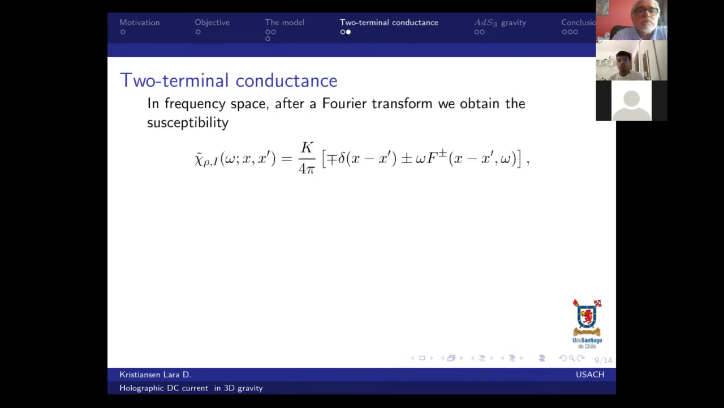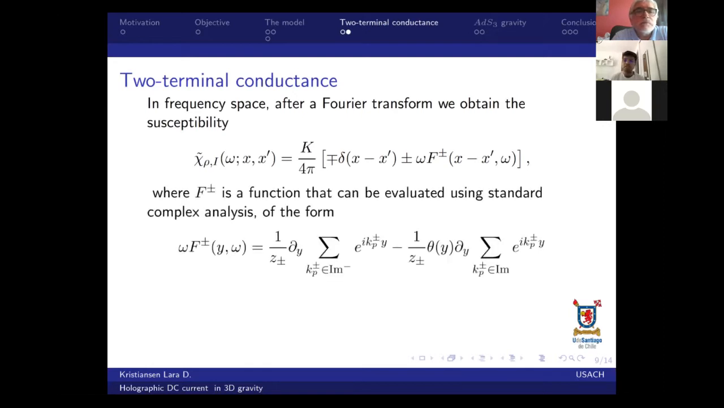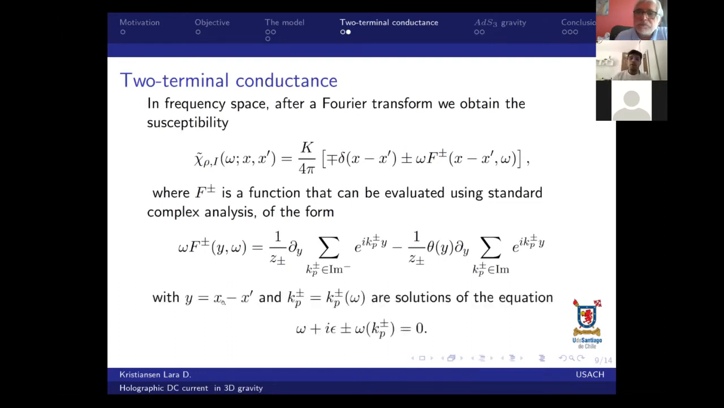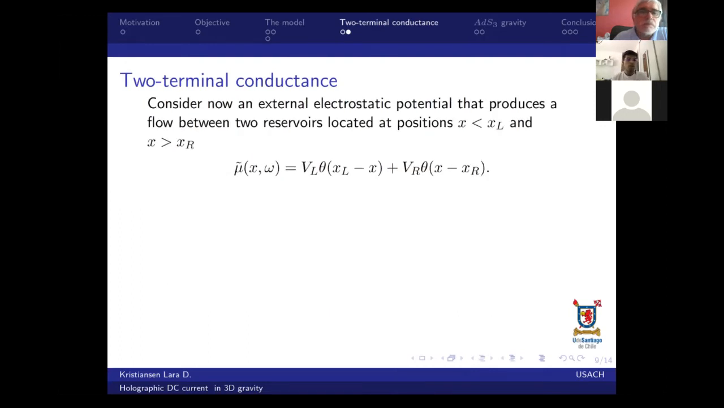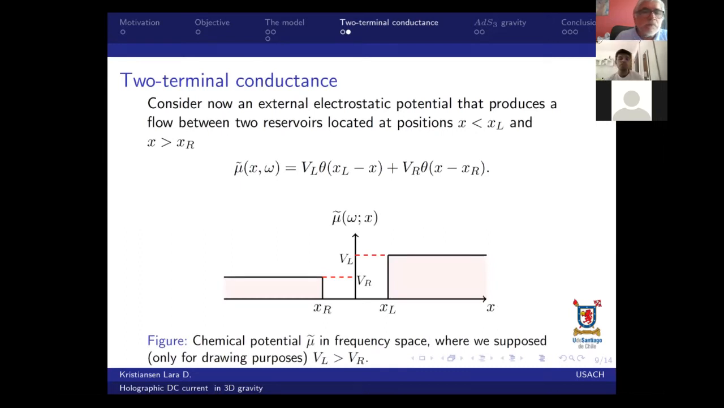In frequency space after a Fourier transform, we will obtain the following susceptibility, where the function f can be computed using standard complex analysis, and will have the following form, where in this case, x is the difference between the positions and k_p are solutions of the following equation. Now we're going to consider an external electrostatic potential that produces a flow between the two reservoirs located at positions x less than x_L and x greater than x_R. And the chemical potential in frequency space will be given by the following expression here.